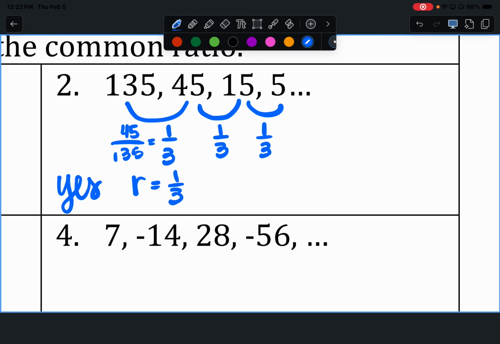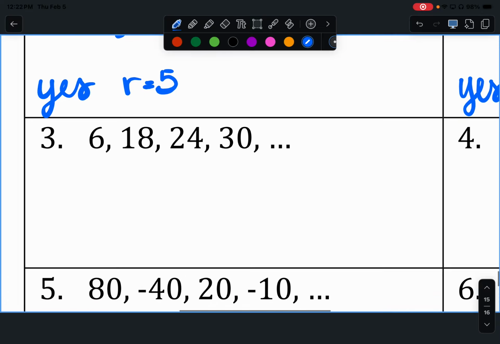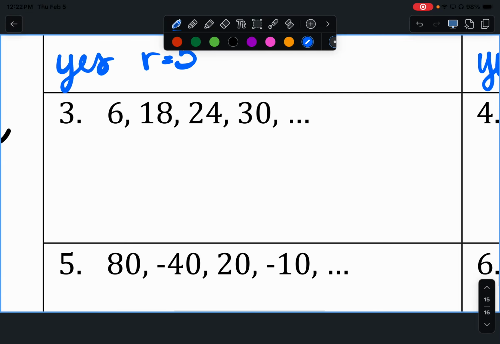All right, now, for number 3, what is 18 divided by 6? 3. What is 24 divided by 18? It's not 3, right? Does it really matter what it is if it's not 3? I think it's like 1.3. This is 4 over 3. Okay, so they are not the same. So are those a geometric sequence? No.